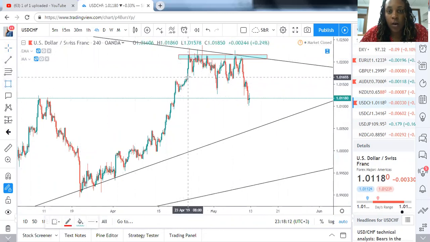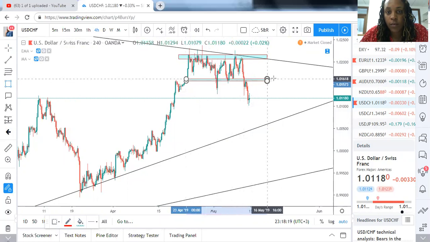Then you can see how price was basically in between these two areas. So let me just identify here.